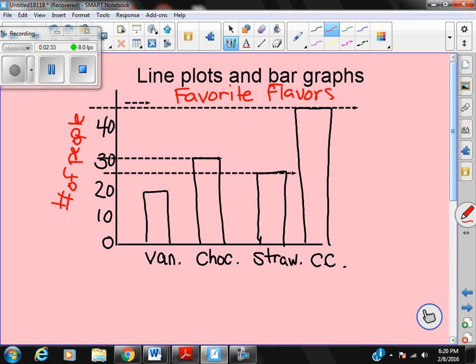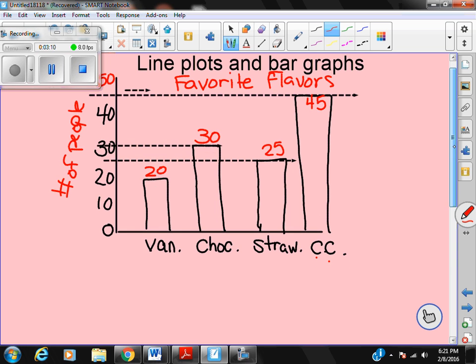When I'm looking here, I can see that it says vanilla. I know that 20 people chose vanilla ice cream. I can see that 30 people chose chocolate ice cream. For strawberry, the bar meets between 20 and 30, so I know that the exact number in the middle is 25. And then CC is my way of saying chocolate chip. So I know that this line, a little bit above 40, if I wrote the next number, it would be 50. I can see that this is 45 people who chose chocolate chip.